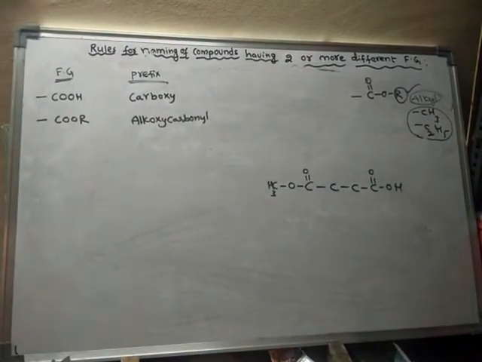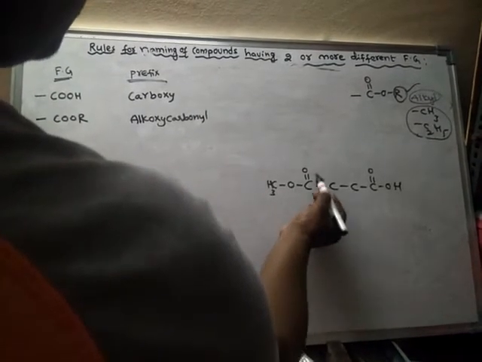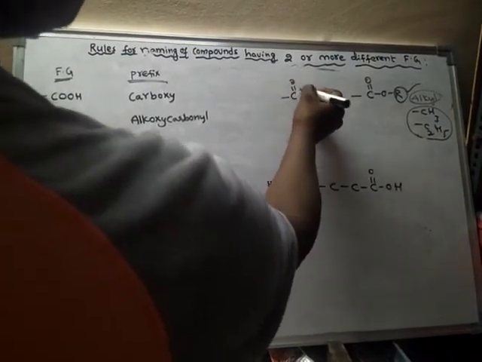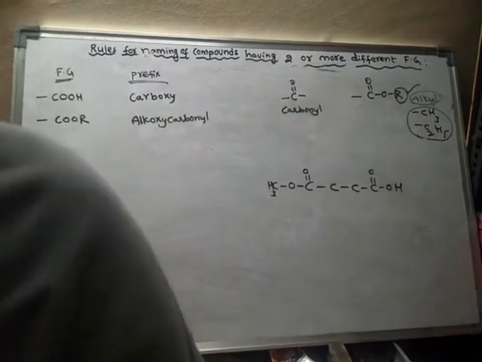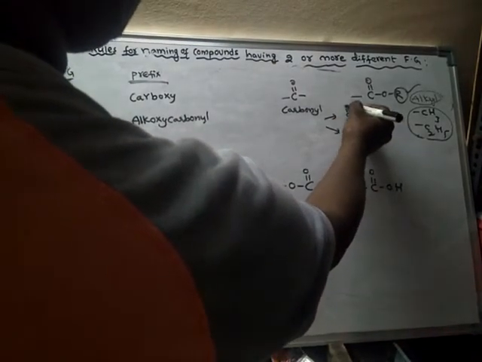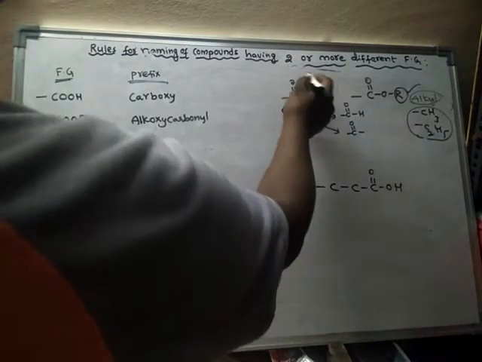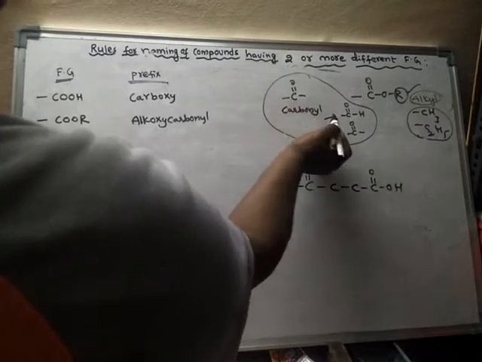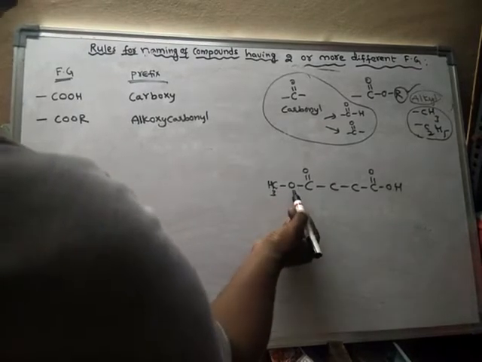So that is why here alkoxy carbonyl. Generally if CO is present, we will call it carbonyl. There are two types of carbonyl compounds mainly. What are they? Aldehyde is a carbonyl compound, and even ketone is also a carbonyl compound. So if the bond is like this, C double bond O, then we can call it carbonyl. So alkoxy carbonyl.